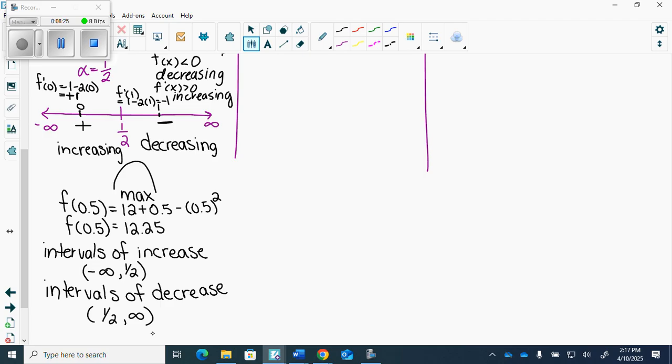For a test, you do all that to prove that. Just depends on what I ask for. Sometimes I just ask for intervals of increase. Sometimes I just ask for intervals of decrease. Sometimes I ask for max and min. Sometimes I ask for points of inflection, which we'll do in the second derivative. Concavity, stuff like that. You can ask for whatever I want.